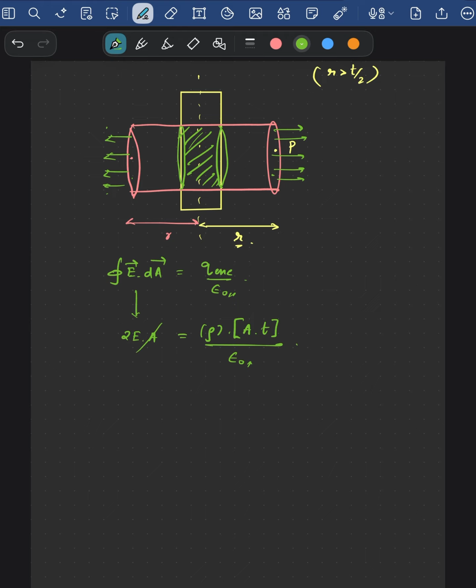So from this, A gets cancelled. So what will you get the field value to be equal to? We'll get the field value to be equal to rho t by 2 epsilon naught, right? So this is the formula which we'll be making use of to solve this question. That is, field due to an infinite charge layer for points lying outside the layer will be equal to rho t by 2 epsilon naught. So with this kept in mind, let's start solving this question.